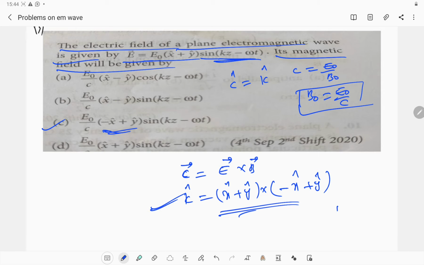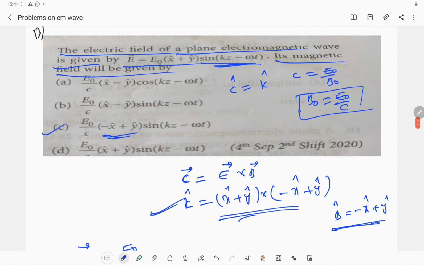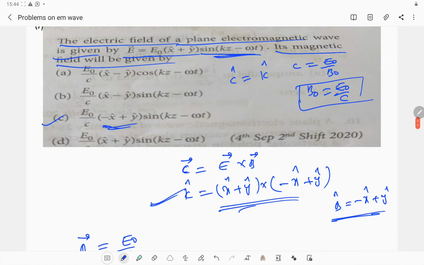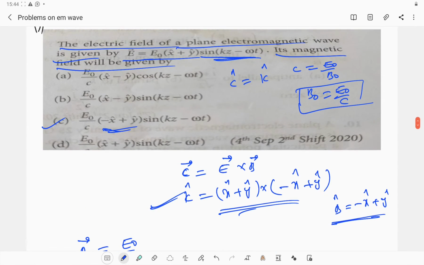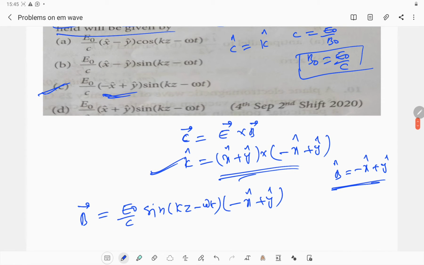Therefore now B cap is equal to minus x cap plus y cap. This is the direction of the magnetic field. Now the magnetic field vector B bar is equal to, its magnitude E naught by C, and same as this, E naught into sin(kz minus omega t) in its direction. This becomes minus x cap plus y cap. Therefore, answer C is correct.